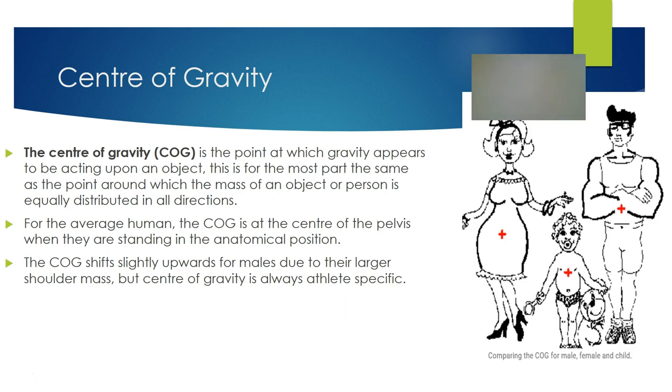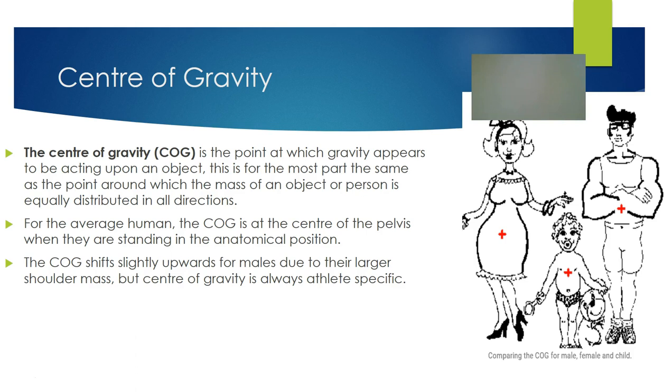Center of gravity. So the center of gravity is the point at which gravity appears to be acting upon an object. This is for the most part the same as the point around which the mass of an object or person is equally distributed in all directions. So it's pretty much right in the middle of your body, where a person is equally distributed in all directions. So we're pretty much even throughout.